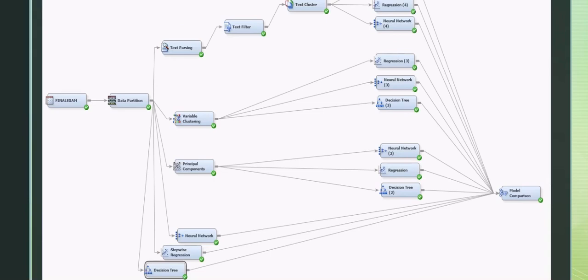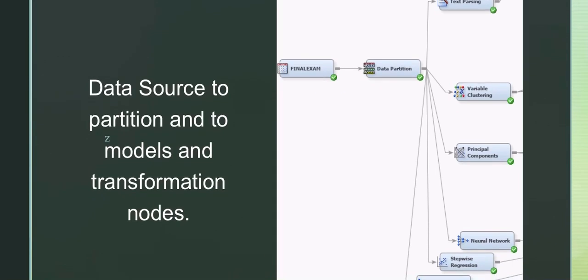This is it. This shows all 12 models going from the data partition all the way to the model comparison. If I go further, I show a close-up of my model from the data partition. I have three models down below that are decision tree, stepwise regression, and neural network. After that, I have some transformation nodes, principal components, variable clustering, and then my text mining clusters, which start with text parsing. All of these feed into the model comparison node.